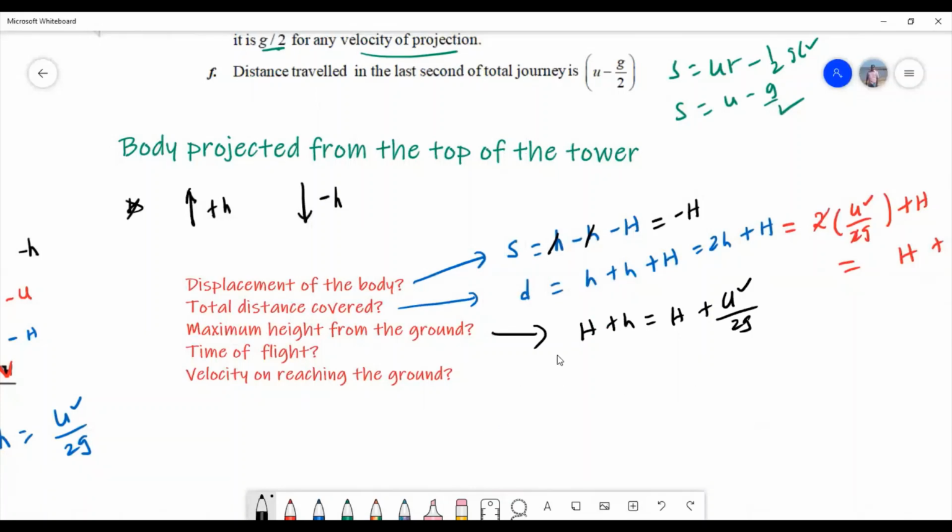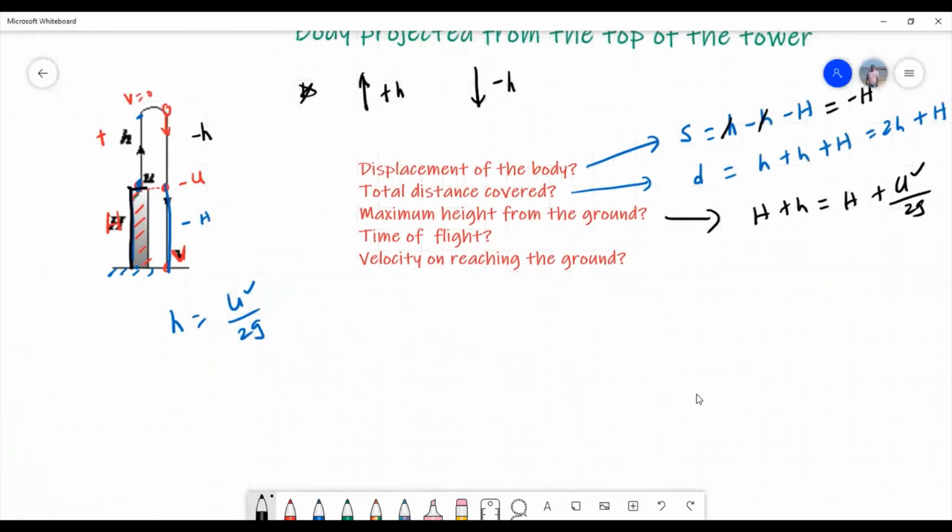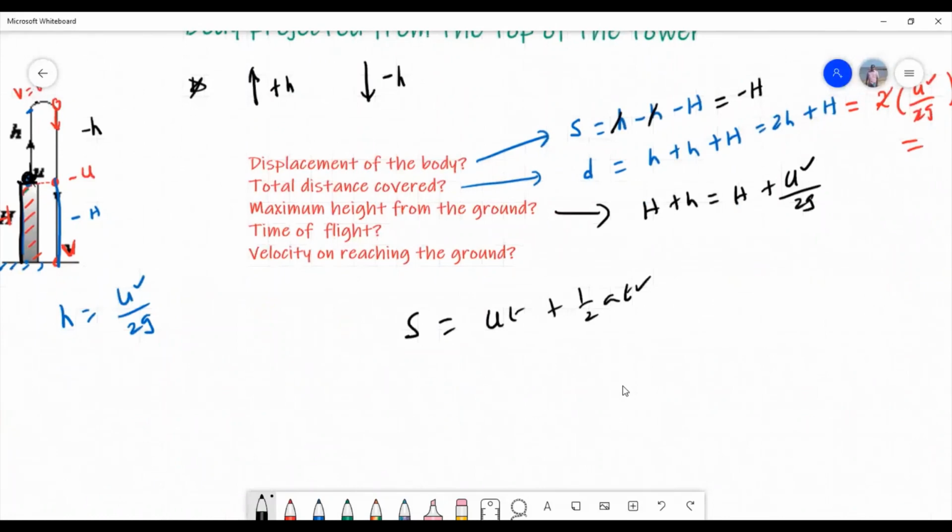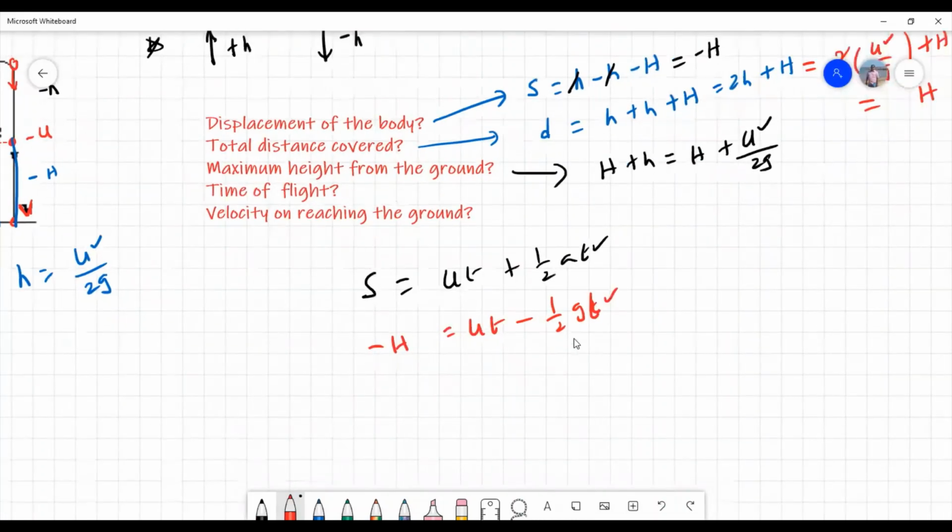Now let me calculate the time of flight. Time of flight means the time taken by the body to reach the highest point, then again to come down. So use the formula s is equal to ut plus half at square. S is the total displacement, which is minus h, and I project with velocity u, going up, so minus ut square. So here we get an equation in terms of time, a quadratic equation.